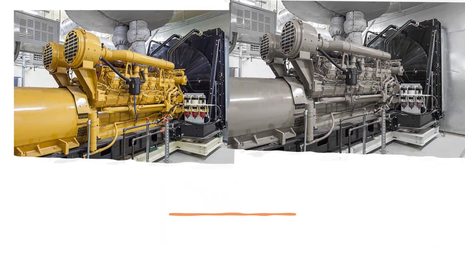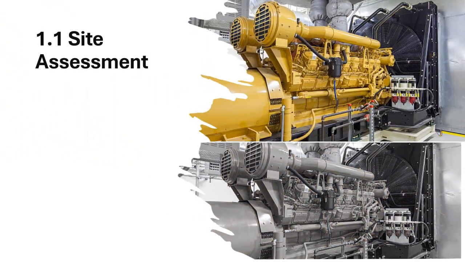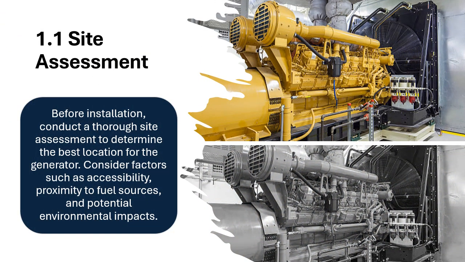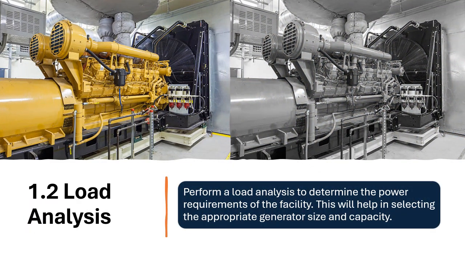1. Planning and preparation. 1.1 Site assessment. Before installation, conduct a thorough site assessment to determine the best location for the generator. Consider factors such as accessibility, proximity to fuel sources, and potential environmental impacts. 1.2 Load analysis. Perform a load analysis to determine the power requirements of the facility. This will help in selecting the appropriate generator size and capacity.